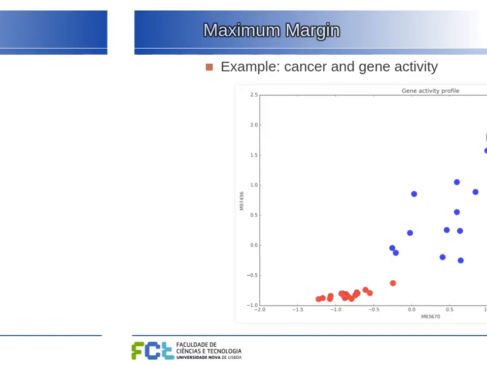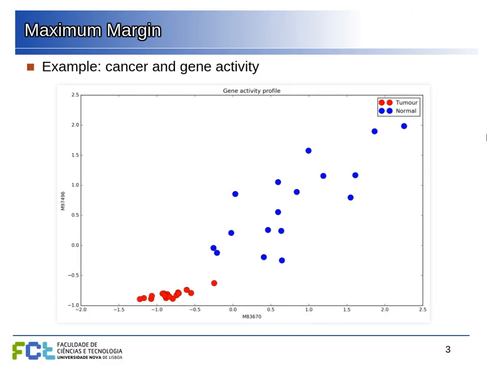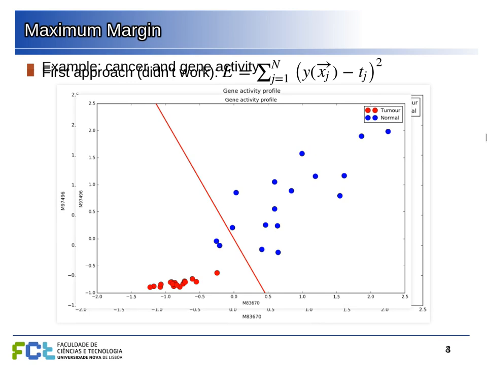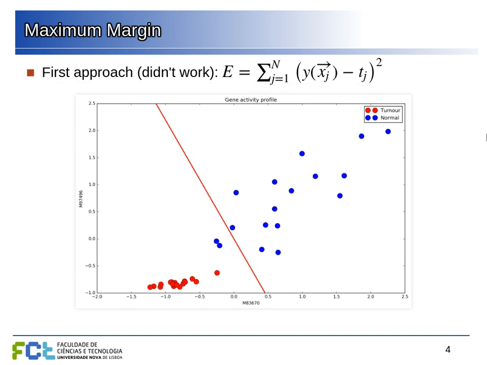So let's start with the maximum margin classifier. We saw when we started looking at classification problems with this gene activity and cancer example, we saw how if we wanted to place the line dividing the two classes by trying to fit, to minimize the square distance of all the points to the line, we get something that doesn't quite work because points that are far away from the frontier are pulling the frontier towards them. So actually what we want is to focus on this part here where we need to split the two classes.